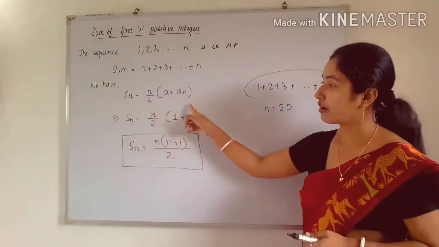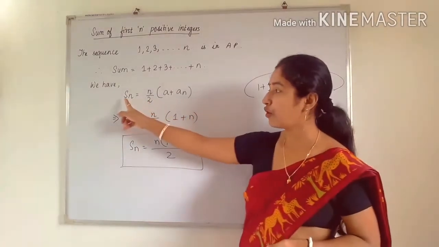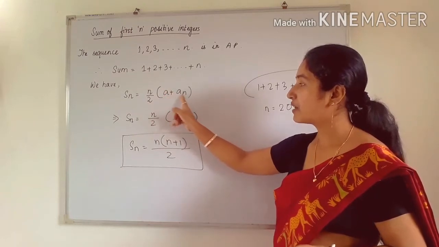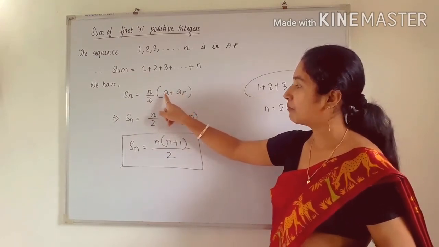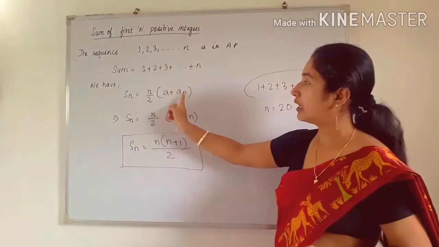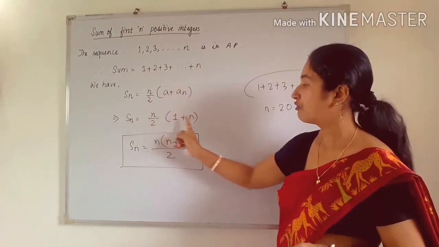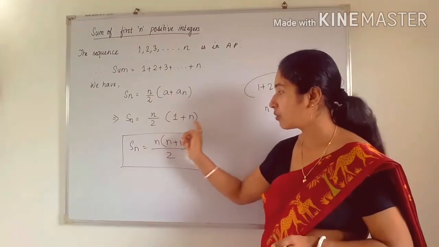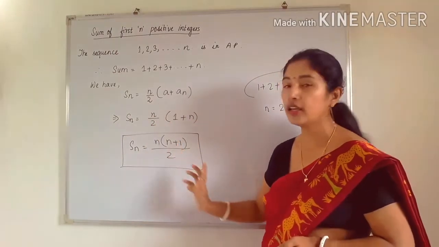Already I told you the second formula. According to the second formula, we can write Sn is equal to n by 2 bracket first term plus last term. Our first term a is 1 and our last term is n. If we put this in, we get the formula Sn is equal to (n plus 1) into n by 2.